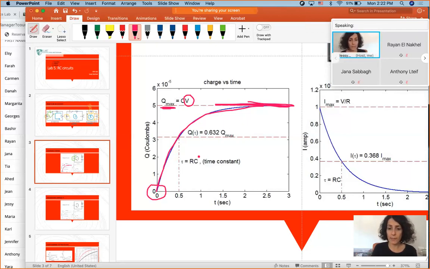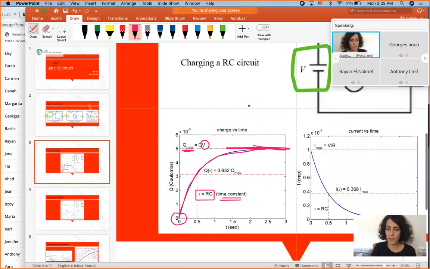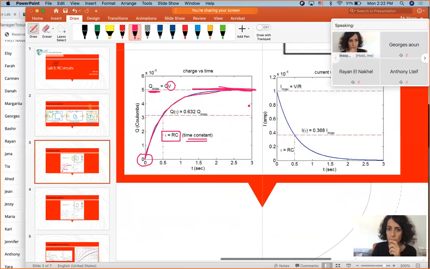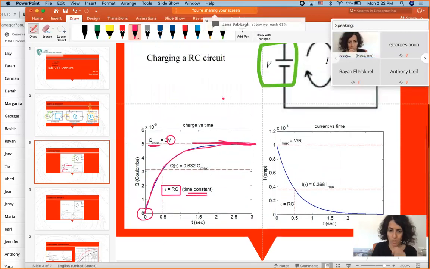Can you discuss a little bit about tau? What is tau? Time constant. Is it the half time or no? It is not the half time. By definition, the half time is the time to reach 50%. This is a bit different. It's called the time constant. What is the time constant? Anyone? So the time constant is called tau.